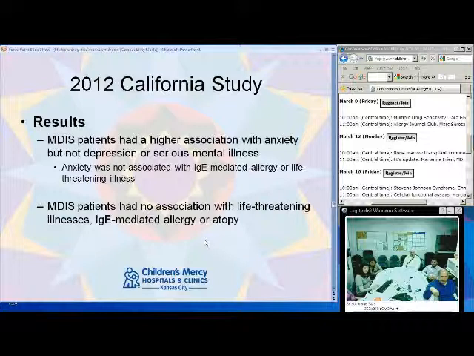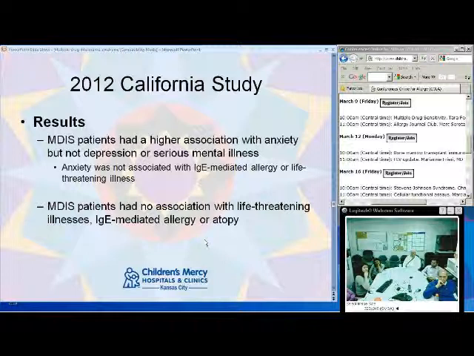Next one. So in their study, they also showed that these patients had a higher association with anxiety. They looked at the top 20 diagnoses for each patient and found that anxiety was more likely to be found in the patients with multiple drug intolerance syndrome than in the rest of the population. They did not find an association with depression, and for depression, they either looked for the diagnosis of depression within the top 20 or the use of antidepressants. So they didn't see that correlated, and they didn't see any serious mental illness in these patients.